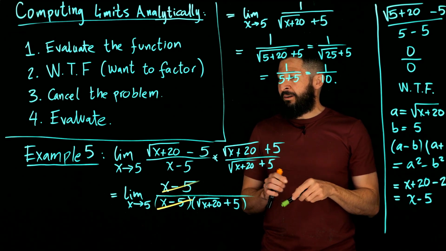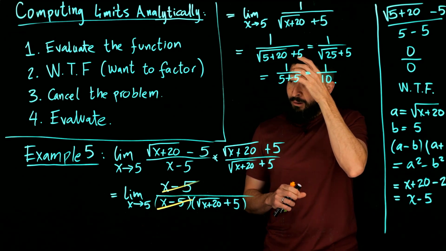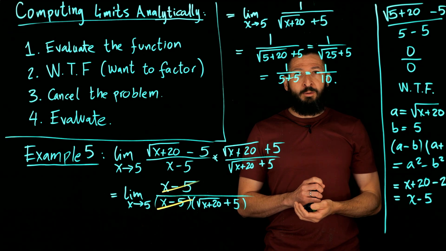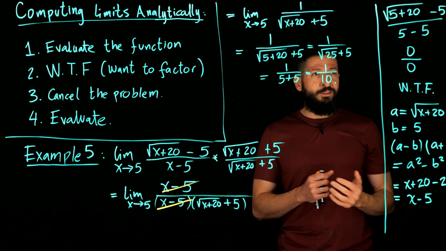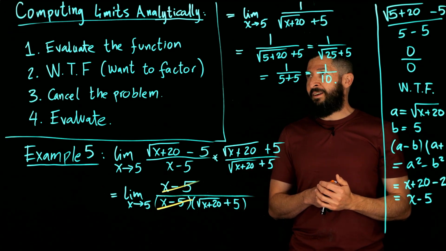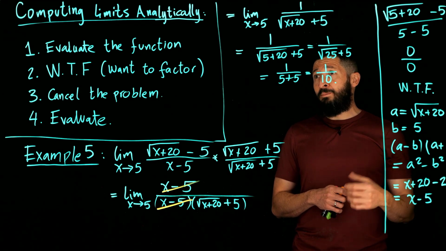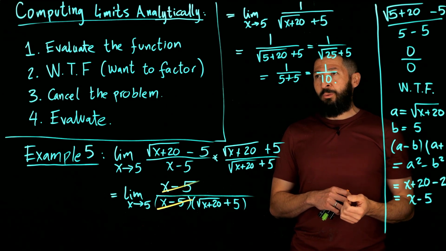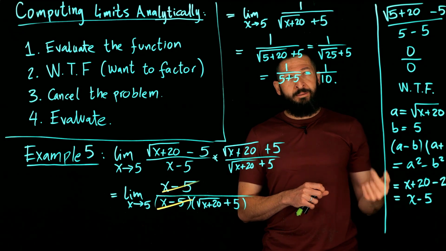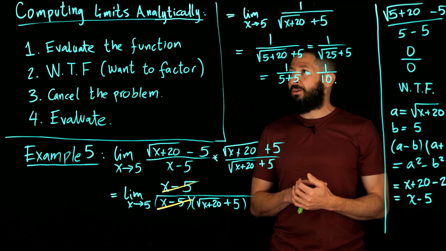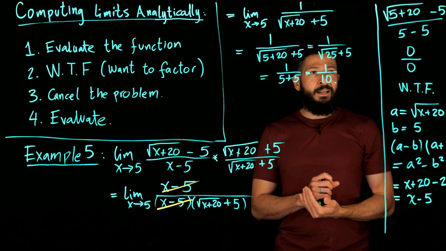So we went through a radical, we went through a rational expression, and some polynomial. And I think that gives us a good idea as to how to compute limits analytically. There will be more, but we will do those when we look at computing limits or the derivative by definition. So we'll get to those as well. But for now, I think that's good.